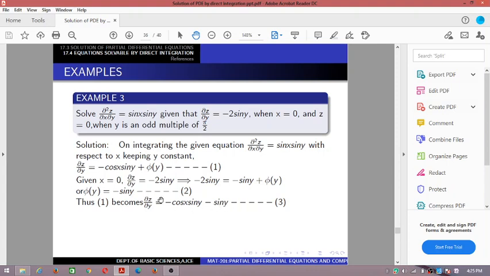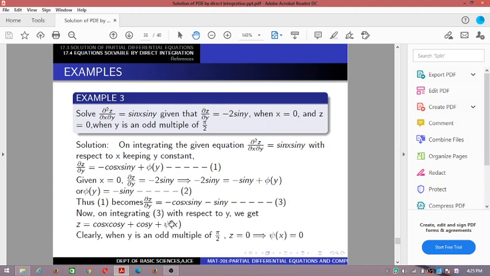Once again integrate equation 3 partially with respect to y. The left hand side becomes z = -cos x, which is constant, into the integral of sin y, which is -cos y. Minus and minus cancel out and the term becomes cos x cos y, plus the integral of -sin y, which is cos y, plus a constant of integration, here it is ψ(x), as we treat x as a constant, the constant of integration is going to be a function of x.